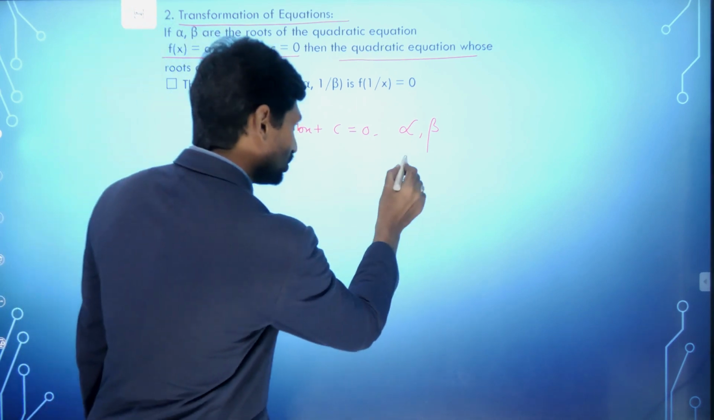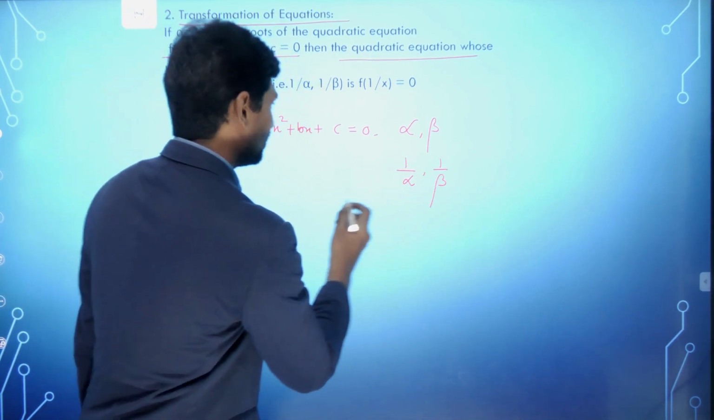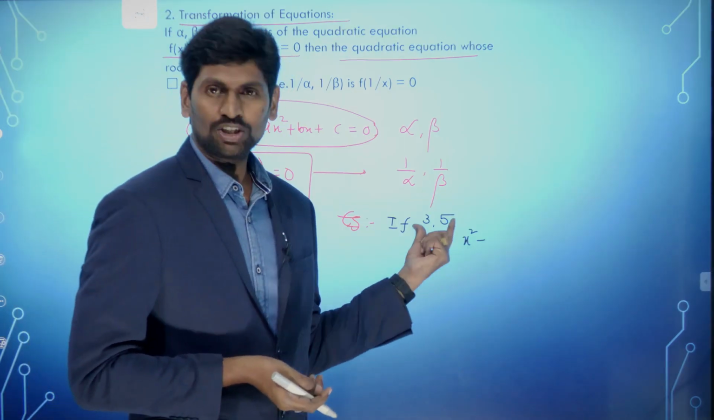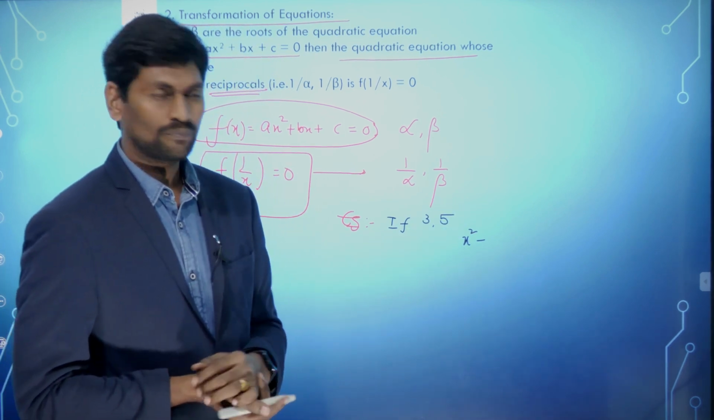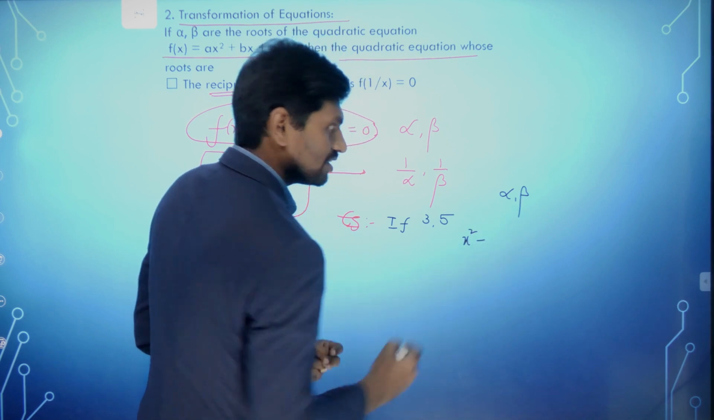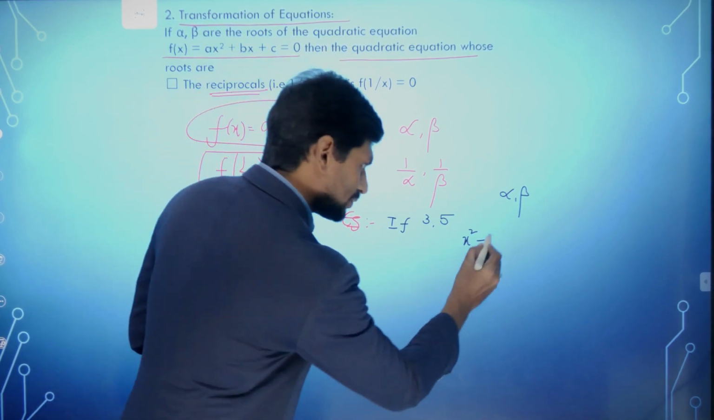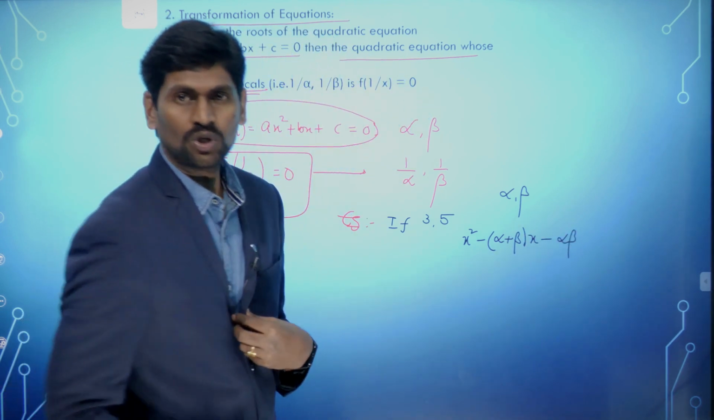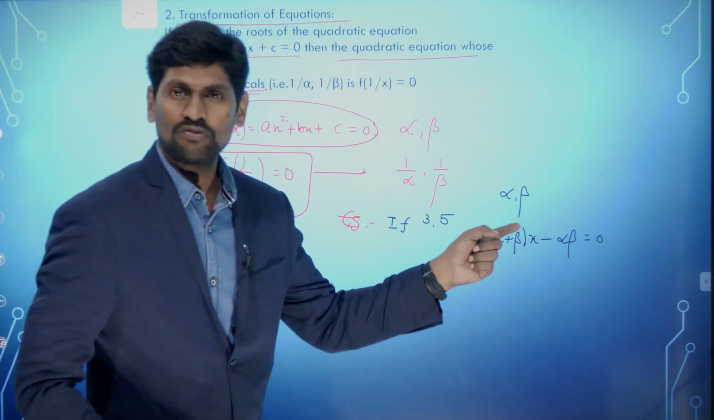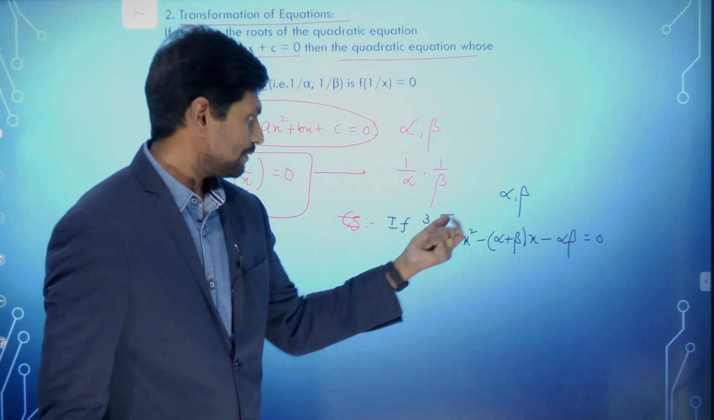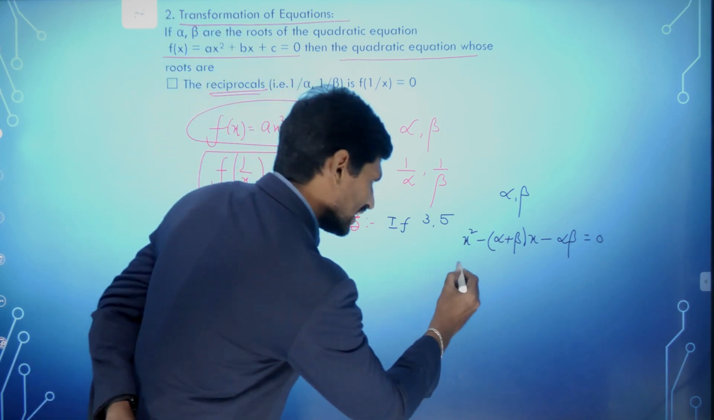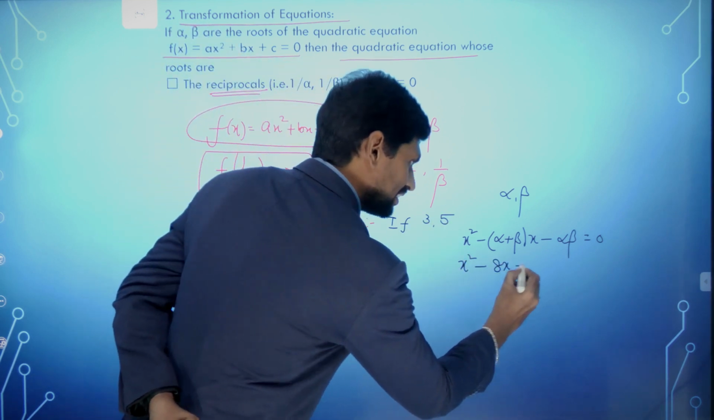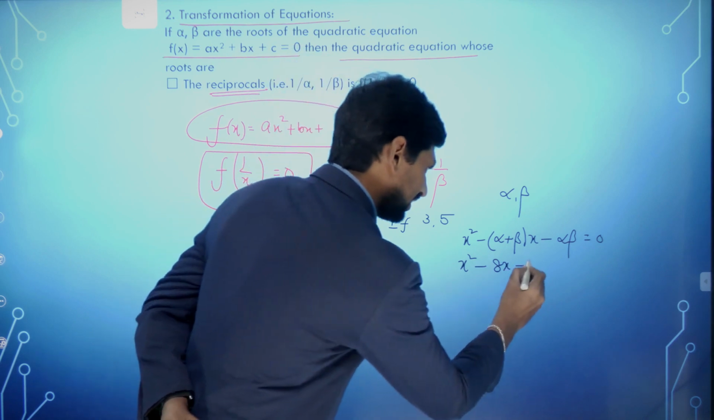In case roots are 1 by alpha and 1 by beta. See here, for example, I am taking 3 and 5 as the 2 roots. Then what is the quadratic equation? That means alpha comma beta are roots. We are writing the quadratic equation as x square minus alpha plus beta into x plus alpha beta. So in the place of alpha, we know the root 3. In the place of beta, 5. Then x square minus 3 plus 5, 8x, plus alpha into beta, 3 5s, 15.